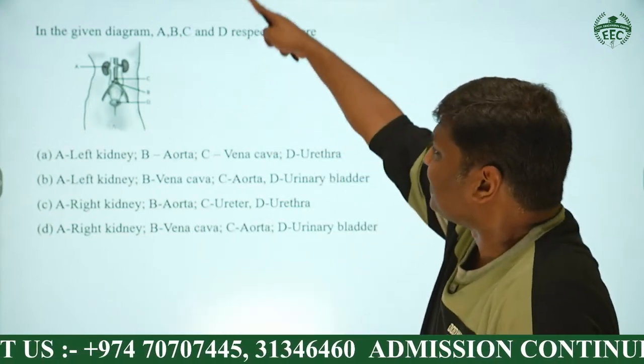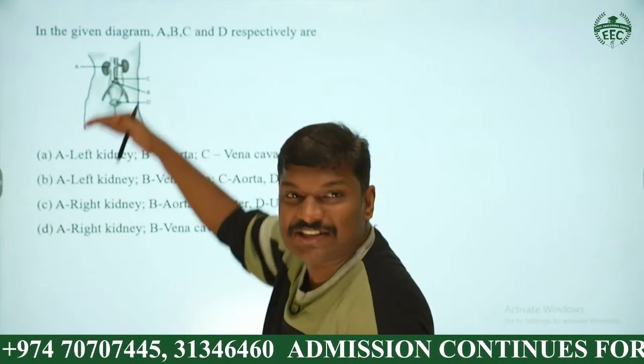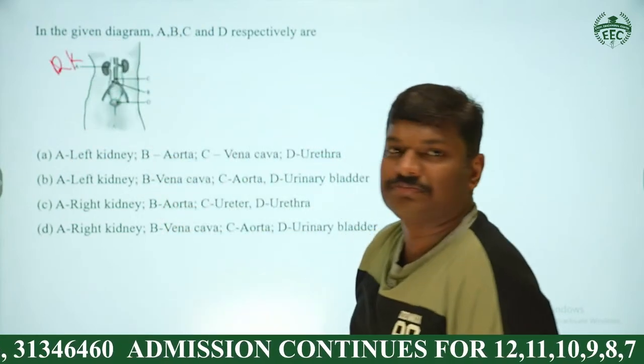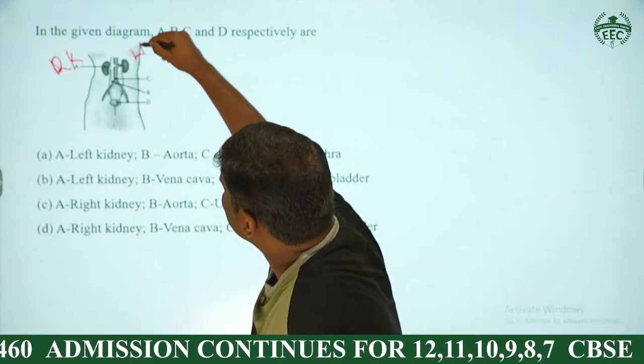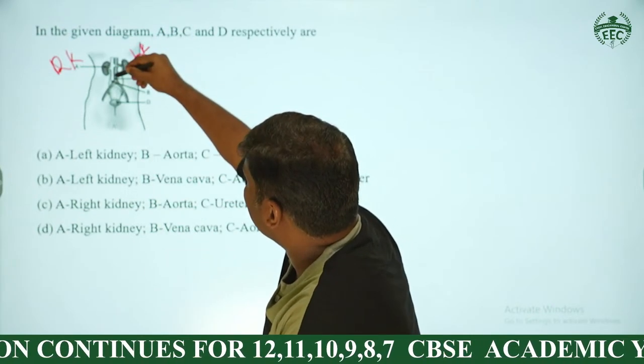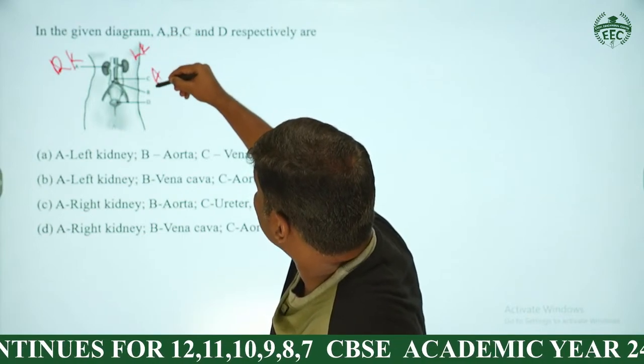And here you can see the human excretory parts. This A, it is the right kidney. What is this one? This is the left kidney, right? This is the right kidney. And this is the aorta. And here you can see, this is the ureter.